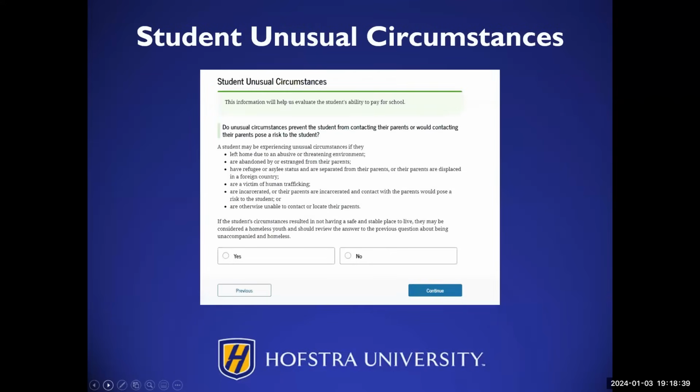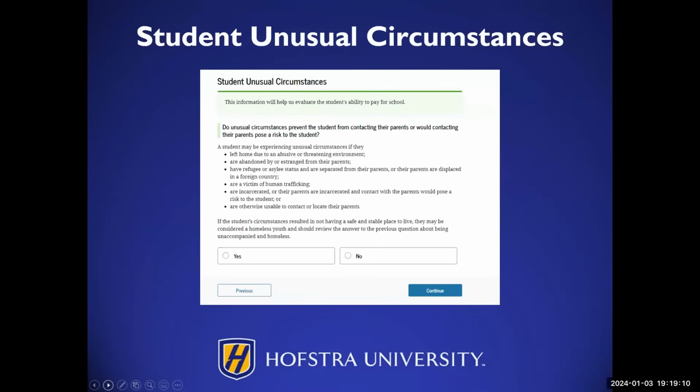Then it will also go into unusual circumstances. So this information will help them to evaluate the student's ability to pay for school. So it'll say, do unusual circumstances prevent students from contacting their parents, or would contacting their parents pose a risk to the student? Unusual circumstances may include being left home due to an abusive or threatening environment, abandoned or estranged from parents, refugee status, unable to locate or contact.